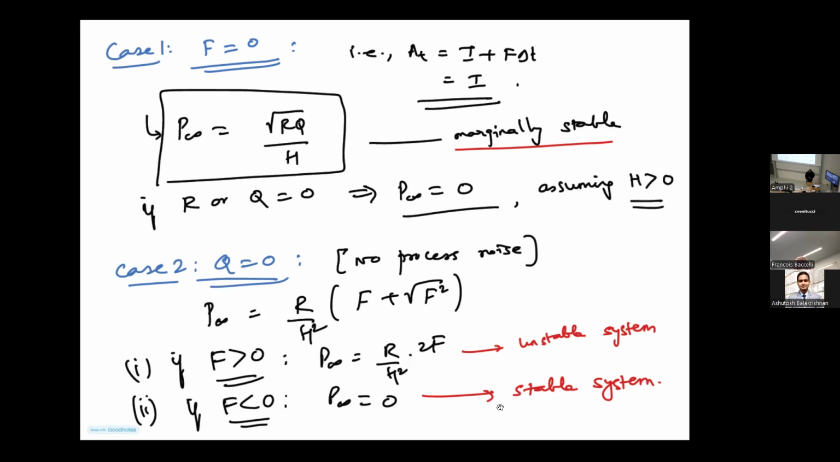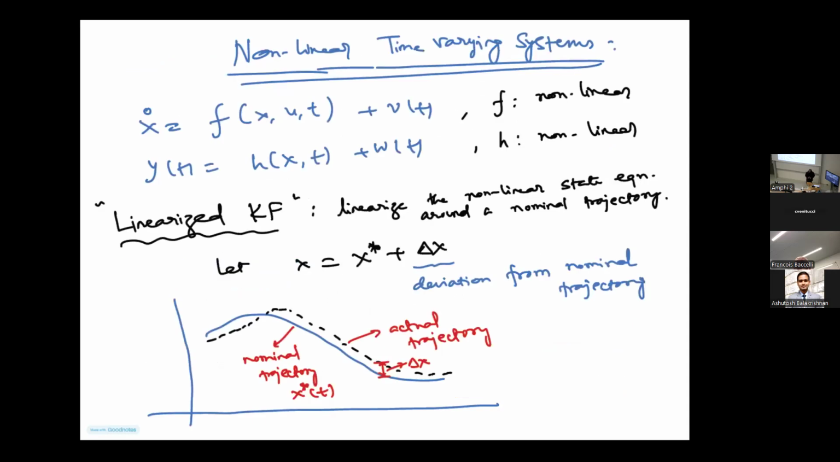So the idea of discussing the continuous time domain system was to see how we can analyze linear time varying systems from a stability perspective. Now I will briefly give some overview of the non-linear time varying systems. So far the entire analysis was of a linear time varying system. Now if we have a non-linear time varying system, that is, now the function f is non-linear and h also is non-linear.